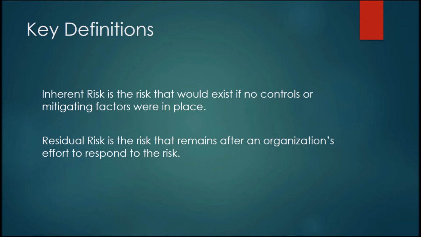First is inherent risk, and that is the risk that would exist if no controls or mitigating factors were in place. So if you were doing absolutely nothing to protect from a certain risk, that would be called inherent risk. Residual risk is a risk that remains after an organization's effort to respond to the risk. So whatever risk remains after the organization responds, that is called residual risk.